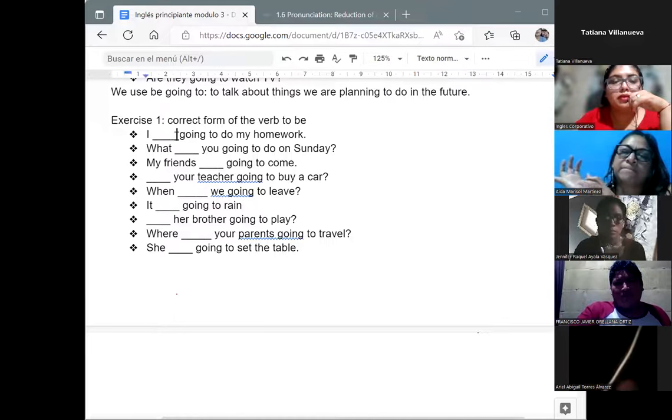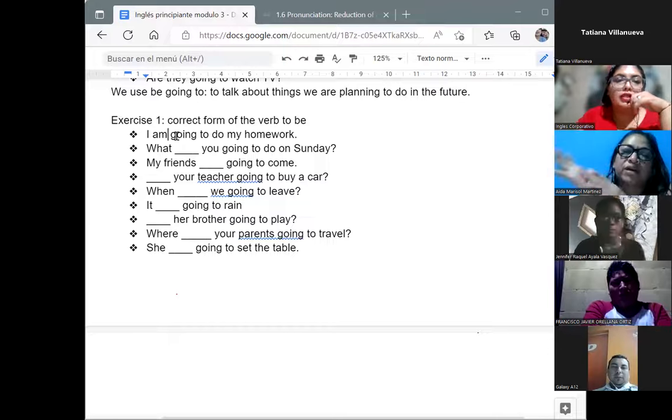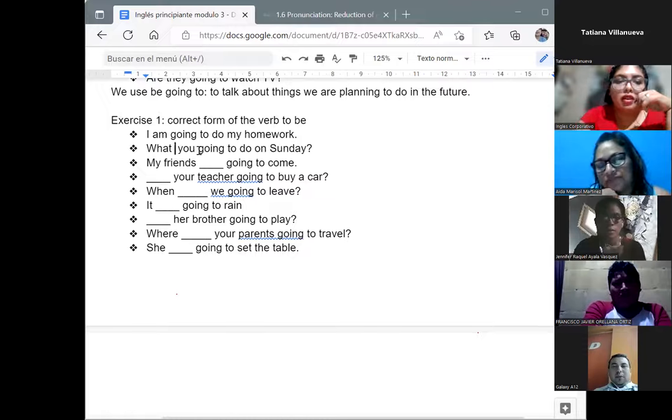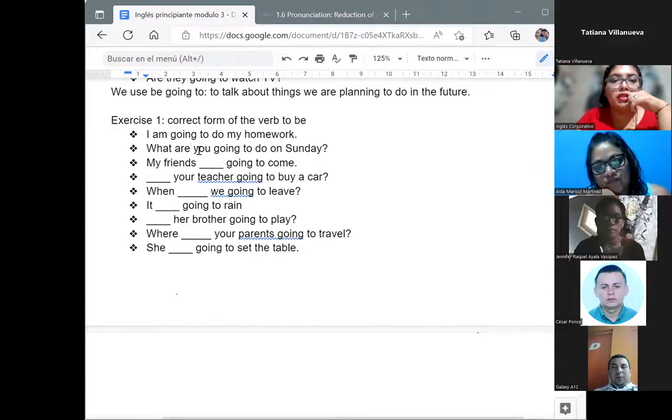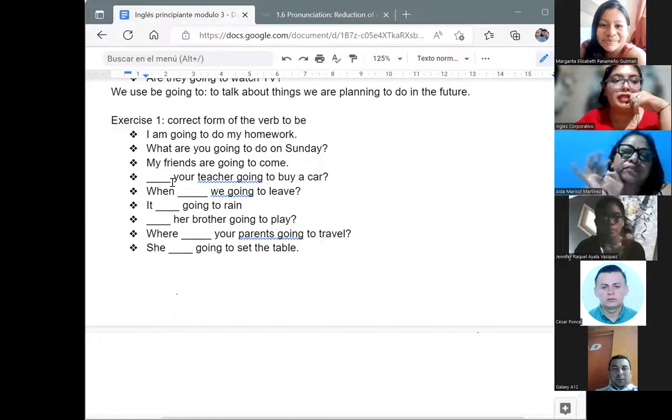I am going to do my homework. That's good. I'm going to do my homework. And the second one, what you going to do on Sunday? What are you going to do on Sunday? Perfect. Number three, my friends going to come. My friends are going to come. Good, perfect. Next one, your teacher going to buy a car.